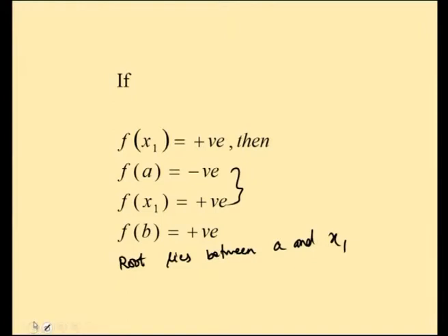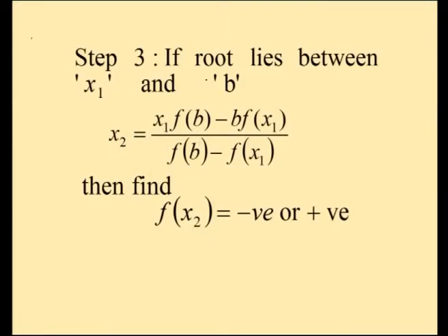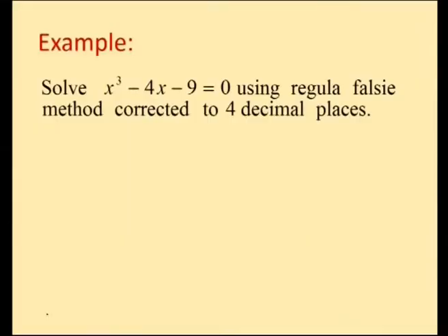There are two possibilities: one, the root lies between x1 and b; another, the root lies between a and x1. If the root lies between x1 and b, then we get x2 is equal to x1 into f of b minus b into f of x1, divided by f of b minus f of x1. After finding x2, find out f of x2, whether it is negative or positive. Again write down in the order where there is a sign change, accordingly find out x3. As usual, the iterations are continued till two consecutive iteration values are the same.